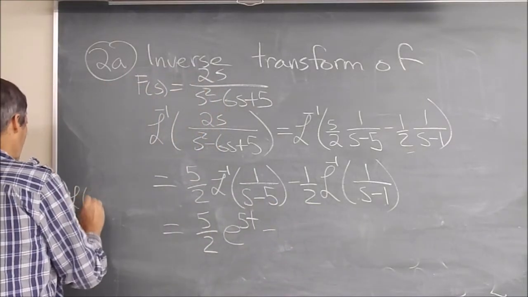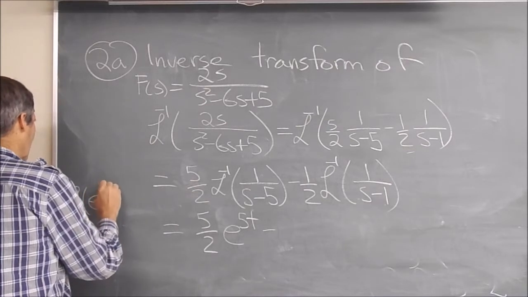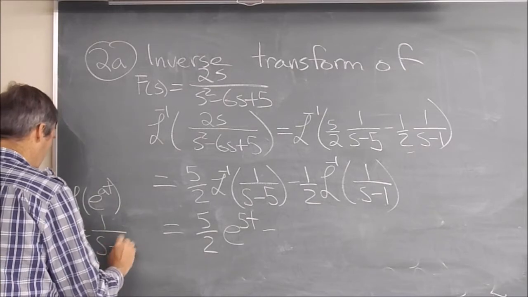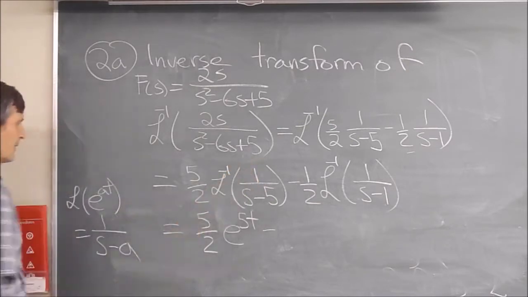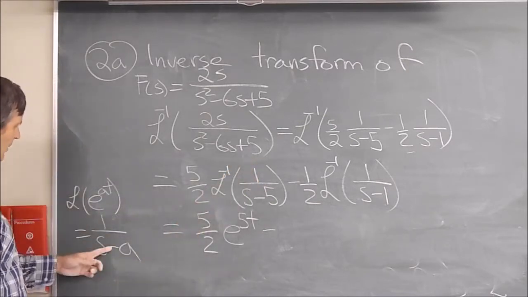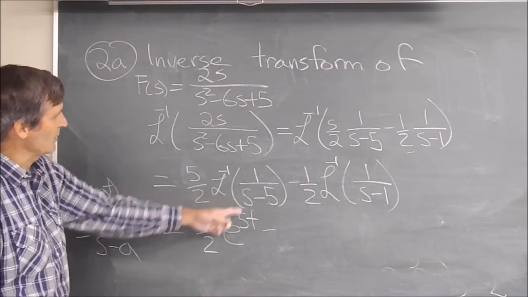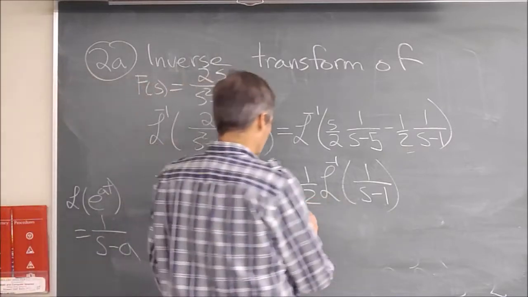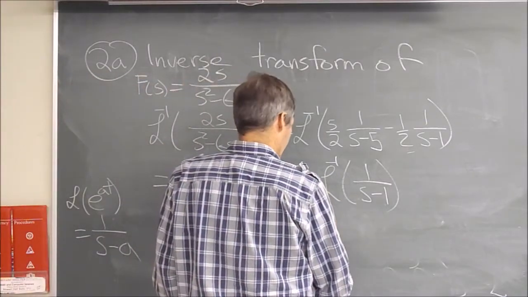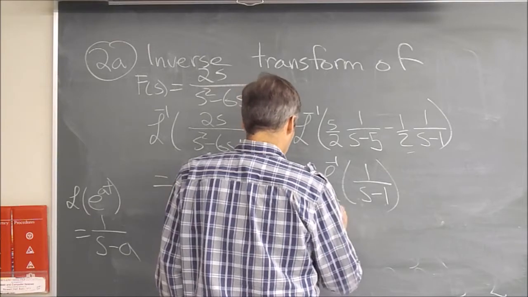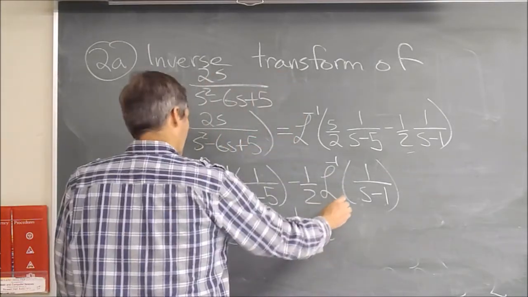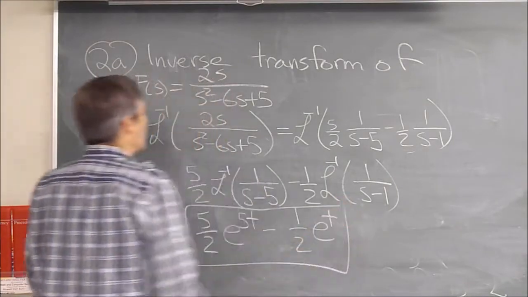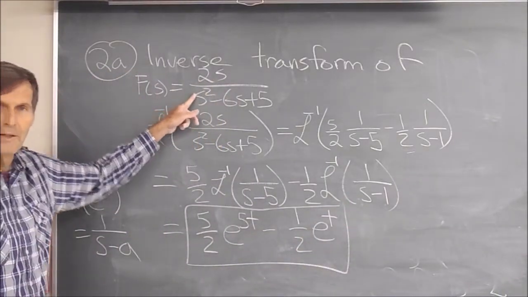We have this in the table, that the Laplace transform of e to the at is 1 over s minus a. It follows the inverse transform of, going back the other direction, of 1 over s minus a is e to the at. Is the transform of e to the 5t. This one, similarly, is the transform of e to the 1t. And there we have the function that has this transform.